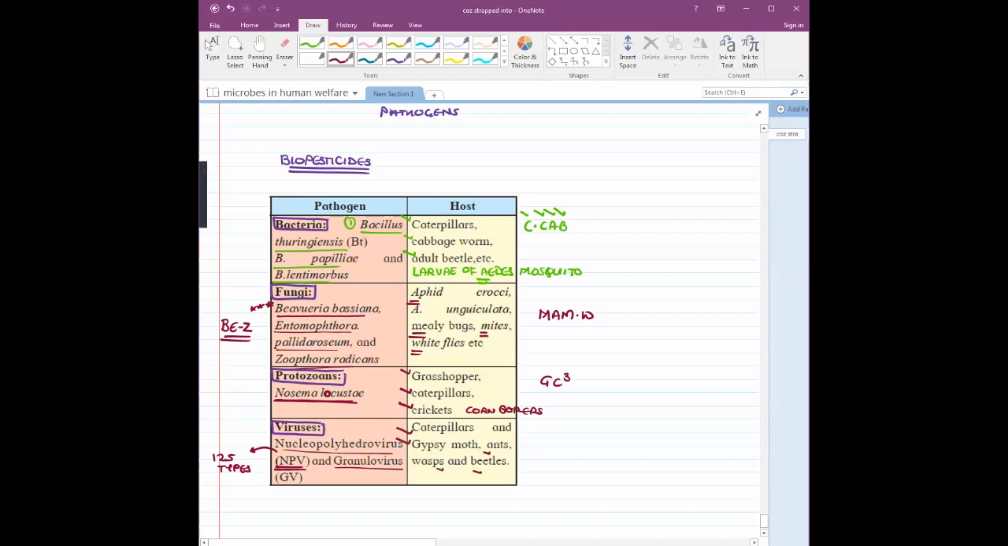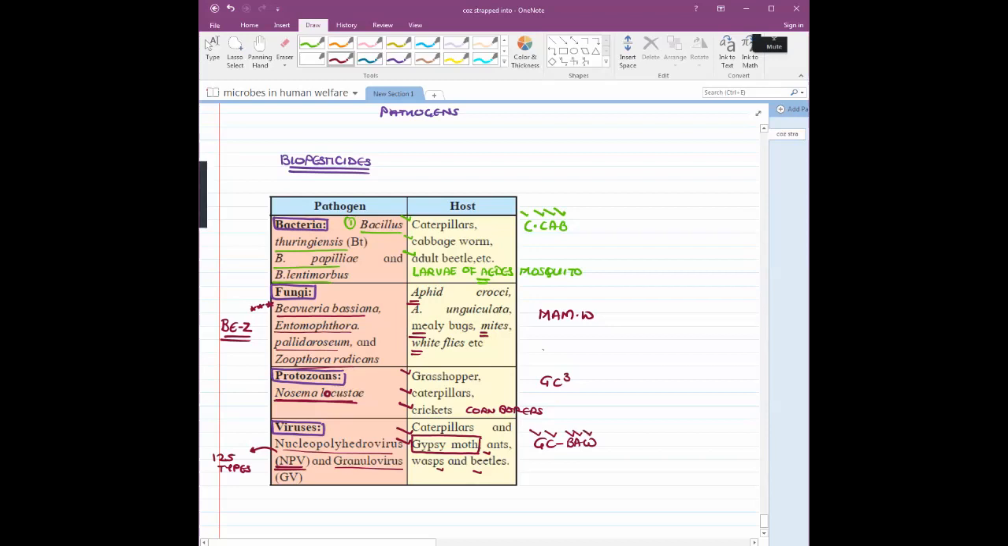Now, out of this, guys, you need to remember gypsy moths, because in your exams they will ask you this. Okay, gypsy moths. Who is going to work against gypsy moths? How I like to remember this is GC bow. So we have your gypsy moth, caterpillars, then we have beetles, and ants and wasps.